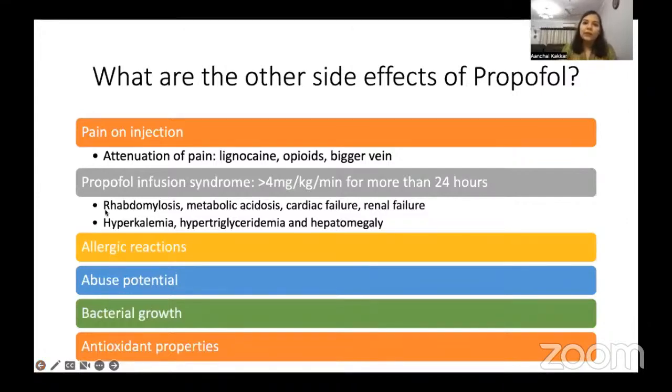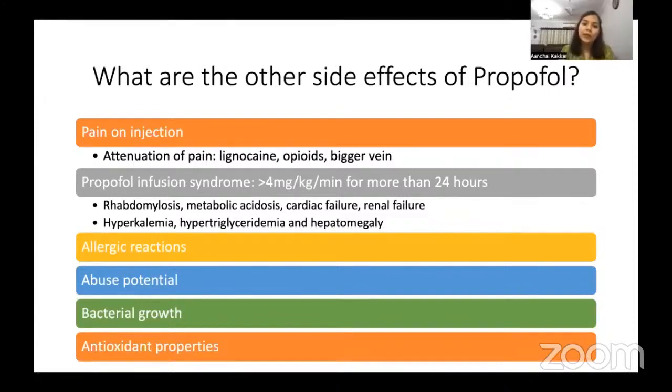The next side effect, most commonly asked, is propofol infusion syndrome. What do you understand about propofol infusion syndrome? It's a cascade of clinical signs and symptoms if propofol is given at a dose of more than 4 milligram per kg per minute for more than 24 hours. The syndrome includes rhabdomyolysis, metabolic acidosis, cardiac failure, renal failure, and a triad of hyperkalemia, hypertriglyceridemia, and hepatomegaly may be observed.